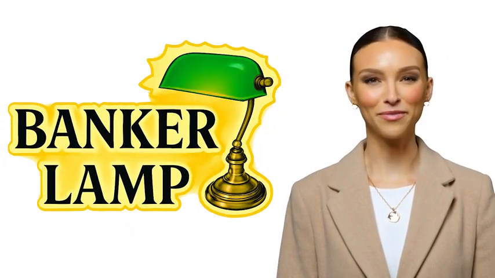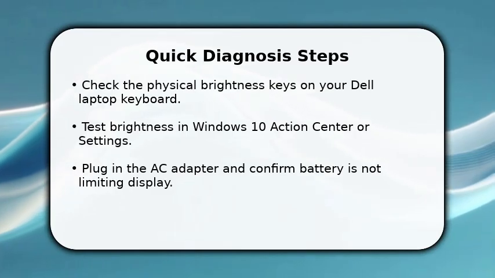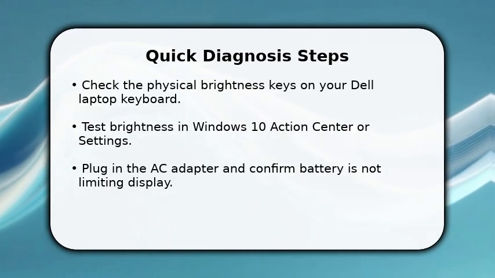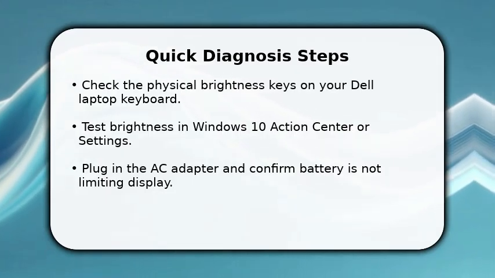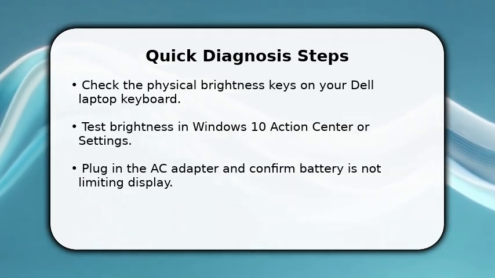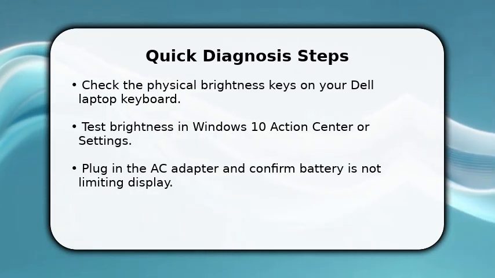Please enjoy the video. Check the physical brightness keys on your Dell laptop keyboard. Look for sun icons on F1 through F12 keys and press Fn with them. If the keys do nothing, test brightness in Windows 10 Action Center or Settings. Open Action Center with Windows and use the brightness slider to confirm the screen responds.